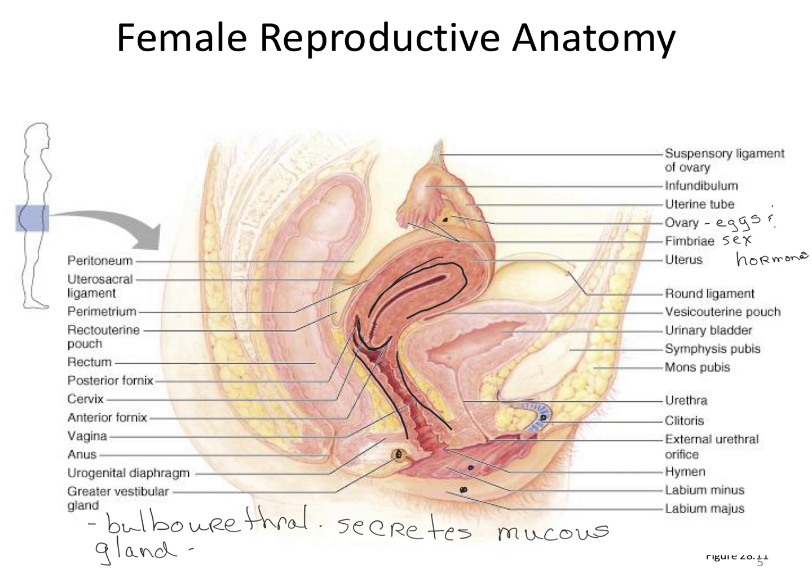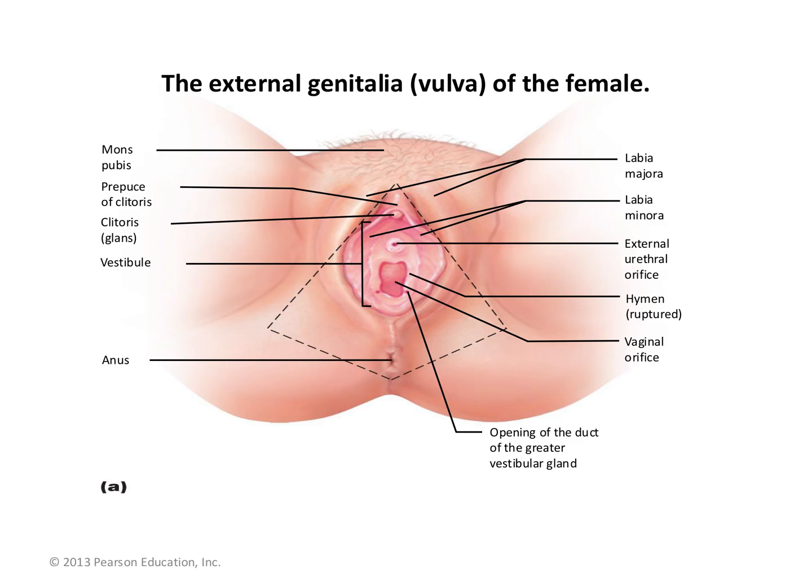This is one of the differences between the male and female reproductive system. Remember, in the male reproductive system, it was a single tube. Here it's two separate tubes. Here we can see a better view of the external genitalia.